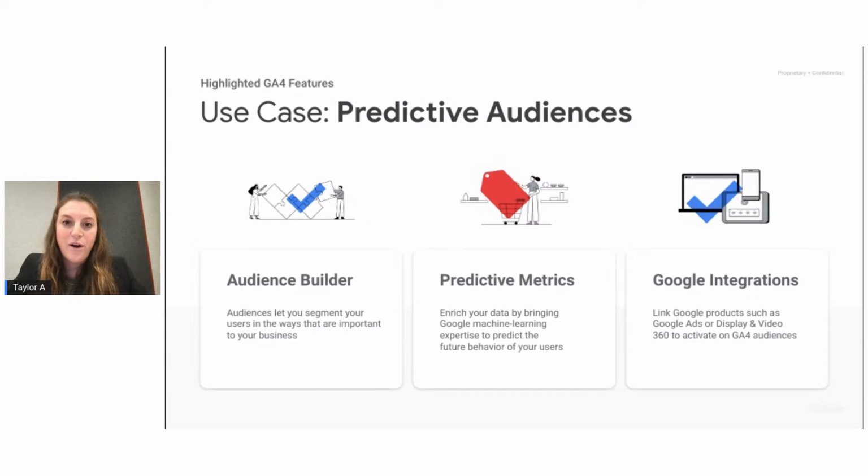So with GA4, you can link your different buying doors, whether that's Google Ads, Display and Video 360, Search Ads 360 to Google Analytics 4. So those audiences that we just talked about, you can pass for bidding purposes.